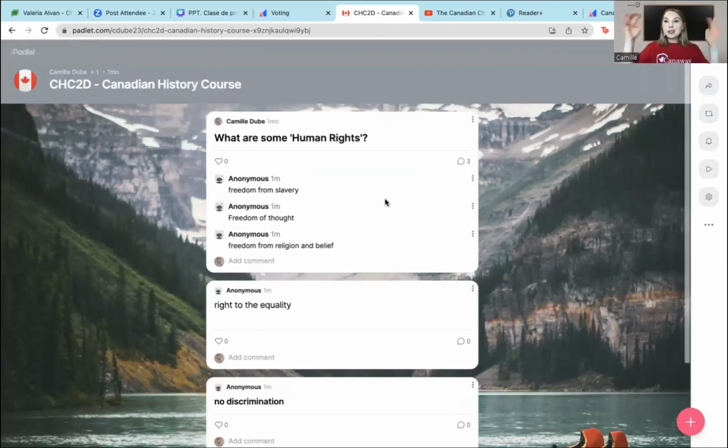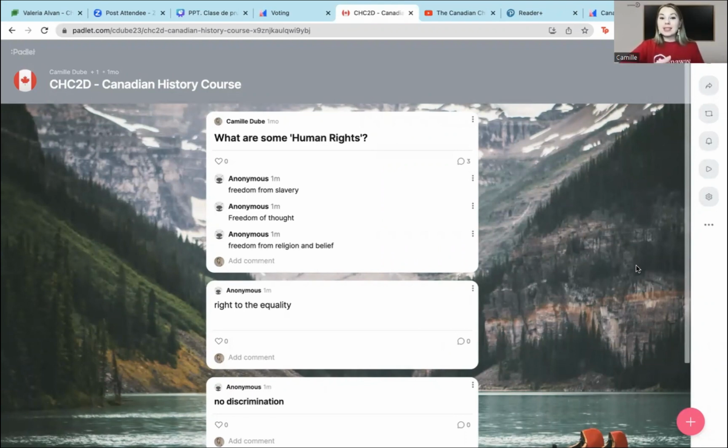Now, building on from this, my question for you, the human rights that we have listed here as a class, does every country in the world have these same human rights? The answer is no. Unfortunately, there are countries in the world where these are not the standard, the normal human rights.